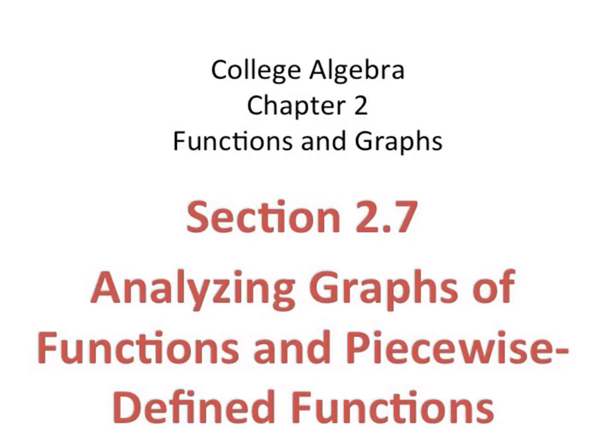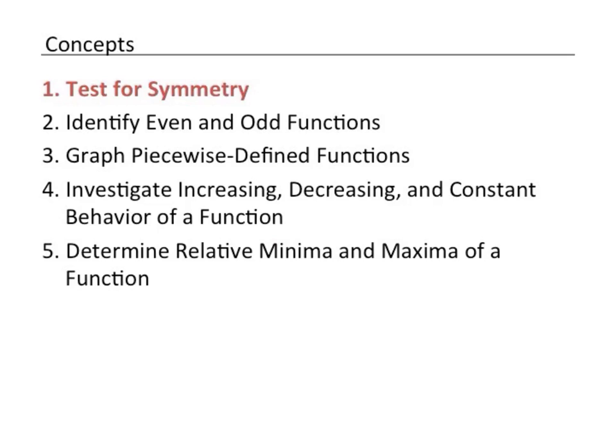Alright, so we're going to look at College Algebra, Section 2.7, which is analyzing graphs of functions and piecewise defined functions. There's also a lot of other things we'll talk about in this section. We're going to test for symmetry, show you how to do that, identify even and odd functions, graph these piecewise defined functions, investigate increasing, decreasing, and constant behavior of a function. This is really very easy, so don't let this be hard, that objective 4. And determine relative minima and maxima of a function. That's also really pretty easy. The hardest piece of this is probably the first two objectives.